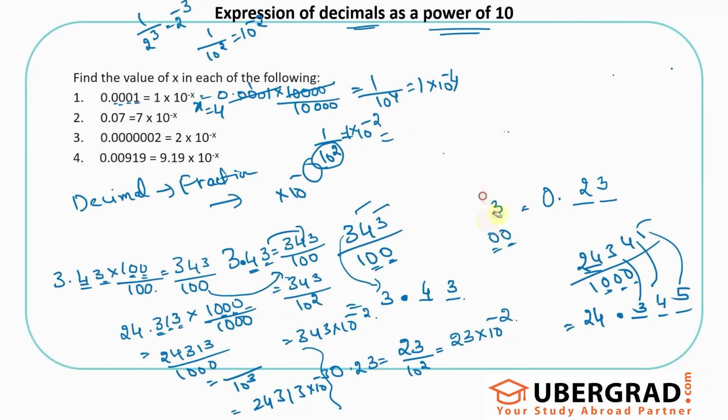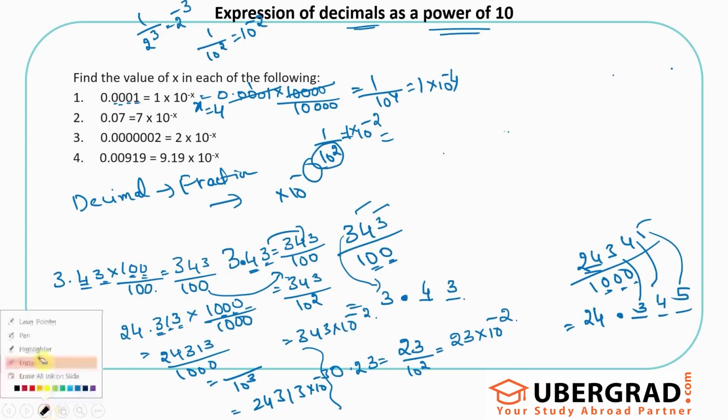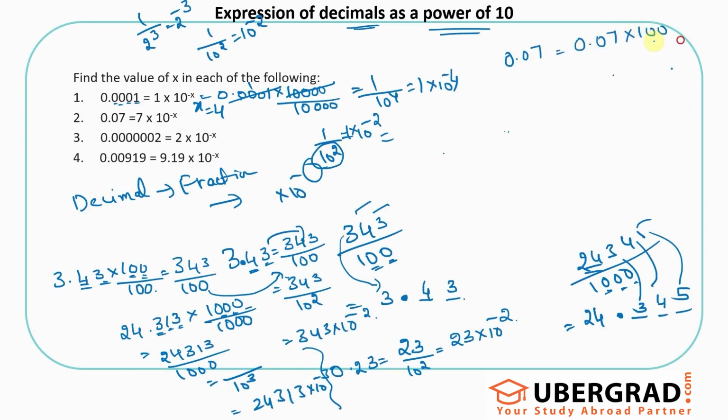So if you have not practiced and tried this question, at least try the next 3 questions. I guess you should be able to do it after the discussion that we had. Right, I hope you did try. So 0.07 can be written as 0.07 into 100 by 100. Why?